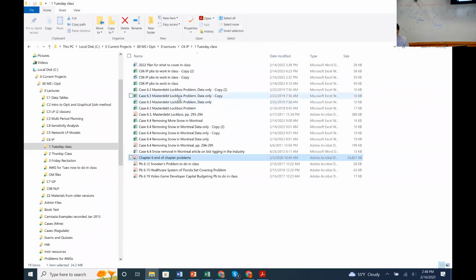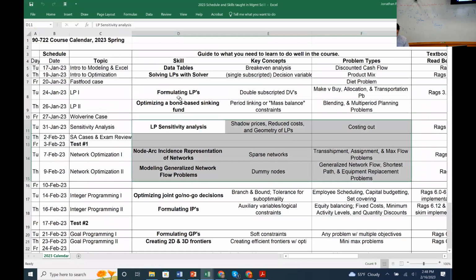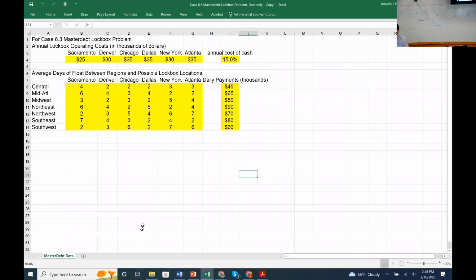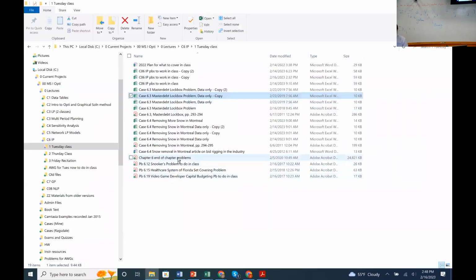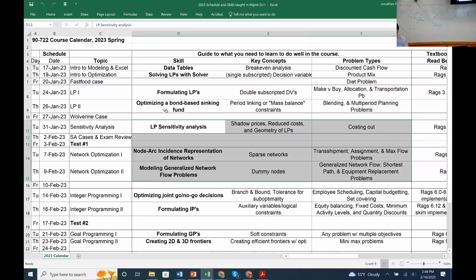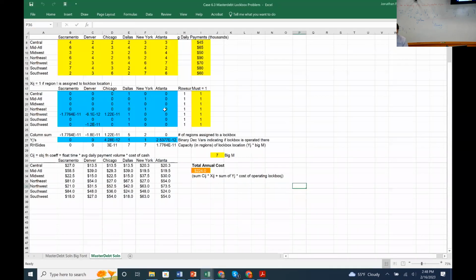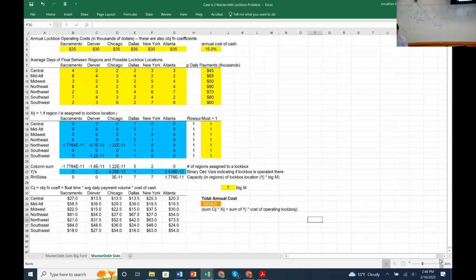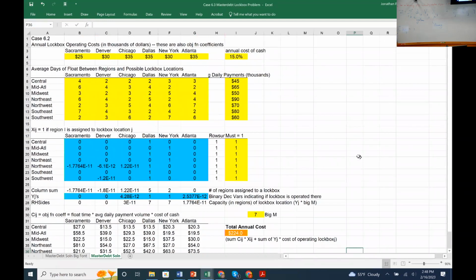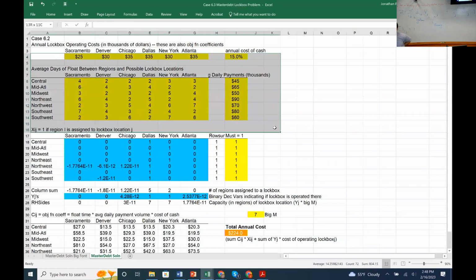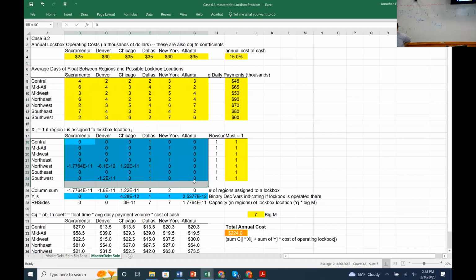Let me just show you what this looks like. I don't want you to have to watch me build the spreadsheet. That's not a good use of time once we've talked about it as much as we have. So this is a spreadsheet that captures it. Yellow is just the parameters of the problem. These are the Xijs. I've already run it to optimality. These e to the minus things are really effectively zeros. Probably should have already retyped them as zeros.